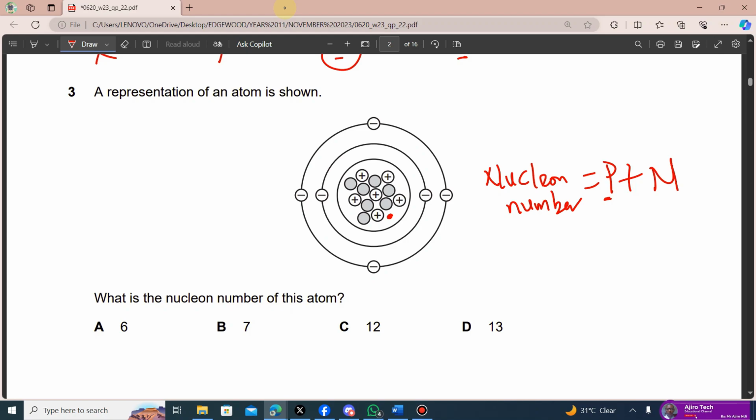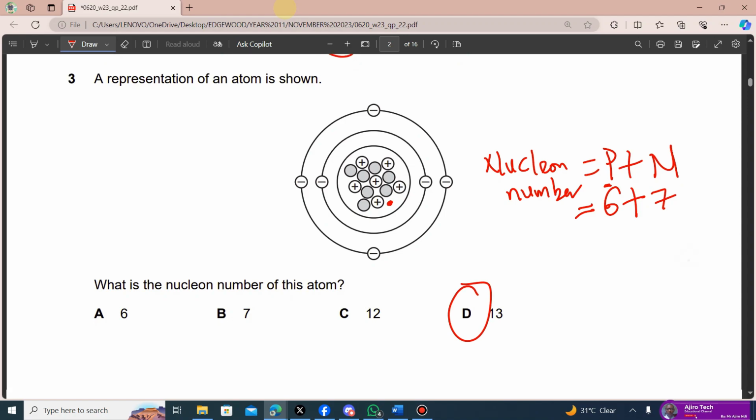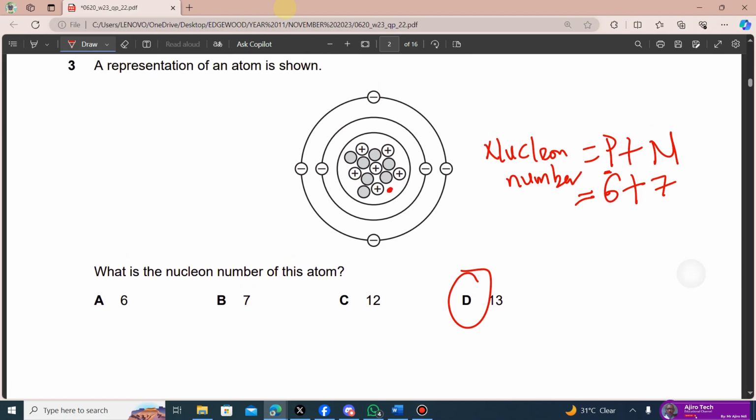So we count how many positive charge circles we have in there. We have 1, 2, 3, 4, 5, 6. So 6 of them are protons. Then the neutrons are the shaded ones: 1, 2, 3, 4, 5, 6, 7. So 7 of them. If you add that, you should have 13 as the answer. Remember that the nucleon number is the mass number, and that's the formula for nucleon number.